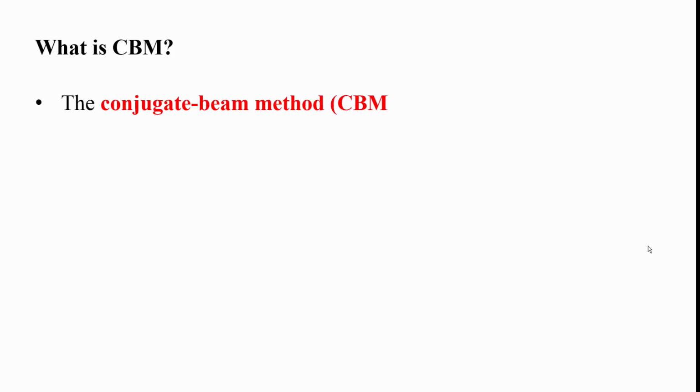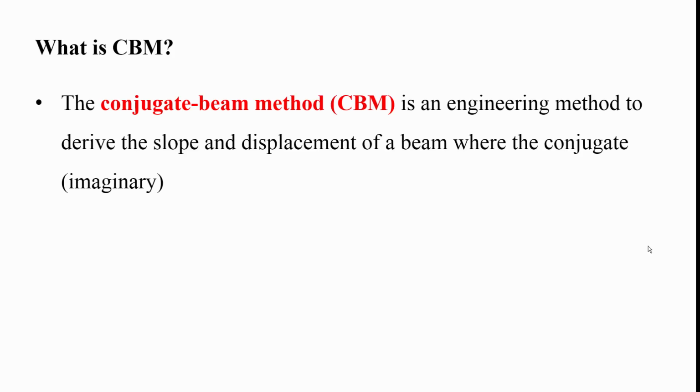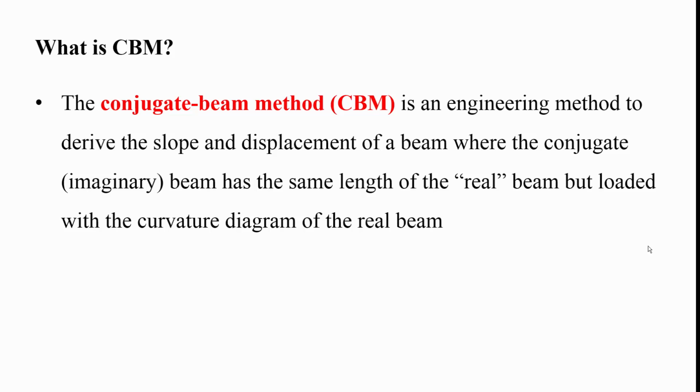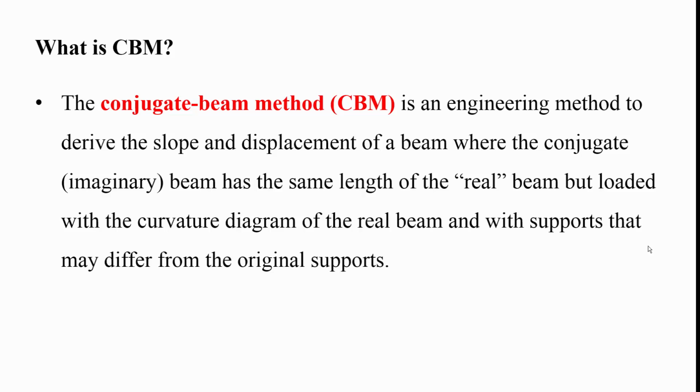What is CBM? Well, here's a definition I pulled out of a couple of websites I put together. It says the conjugate beam method, CBM, is an engineering method to derive the slope and displacement of a beam where the conjugate or imaginary beam has the same length as the real beam, but is loaded with the curvature diagram of the real beam and with supports that may differ from the original supports. Okay, let's take a look.